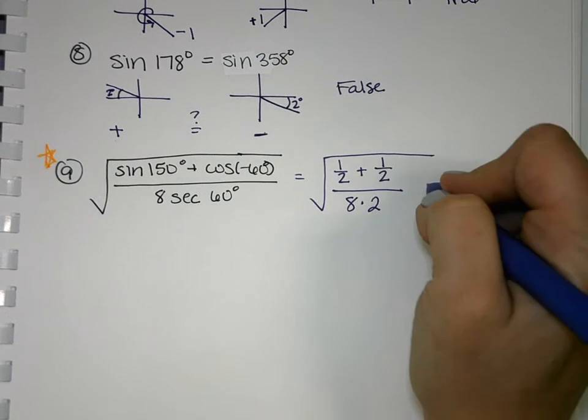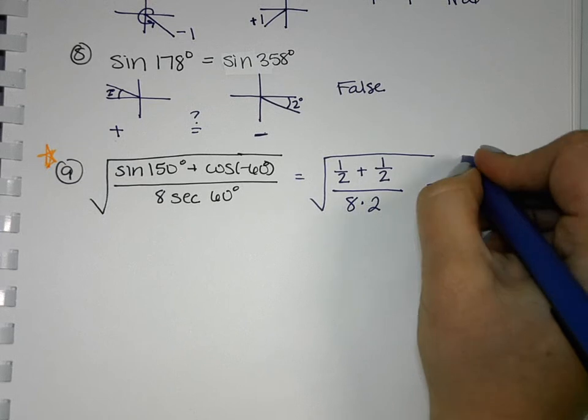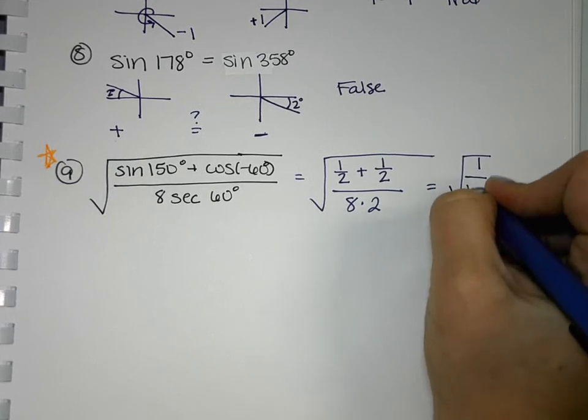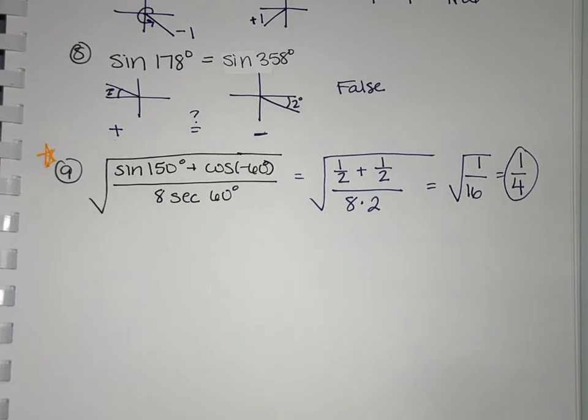So now I can just simplify. What's 1/2 plus 1/2? 1. And 8 times 2 is 16. Square root, you get 1/4. This one is similar to one that you'll have on a test in terms of the square root and needing to use your exact values to simplify.